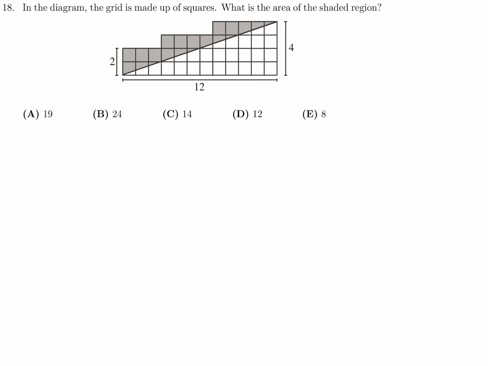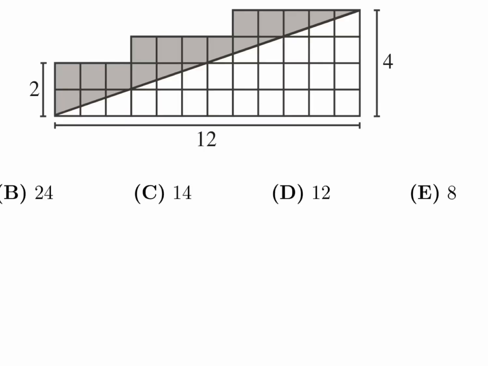In the diagram, the grid is made up of squares. What is the area of the shaded region? All right, we have to break this up into little triangles and things like that. So this is the first one right here, that triangle. And that's going to be 1/2 base times height, and the base is 3 and the height is 1.